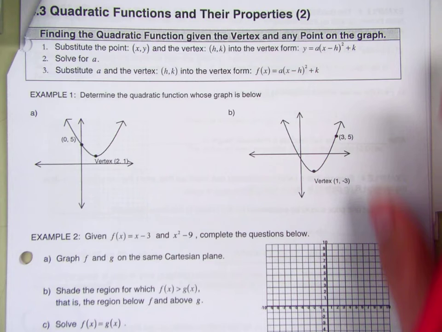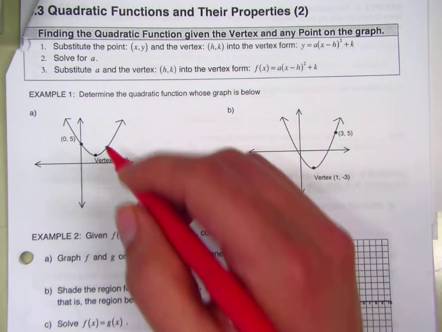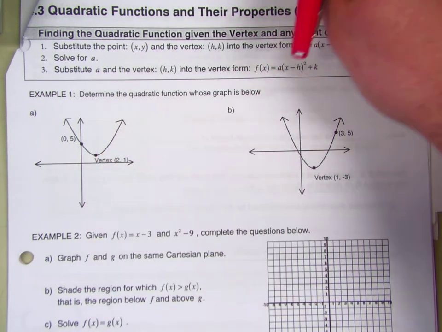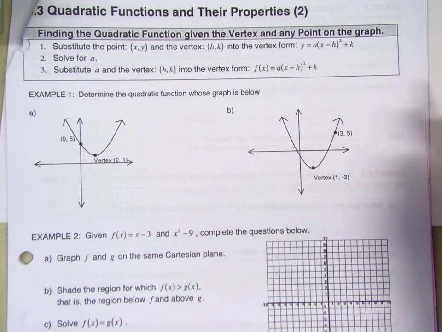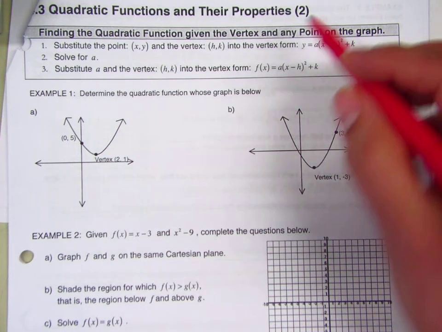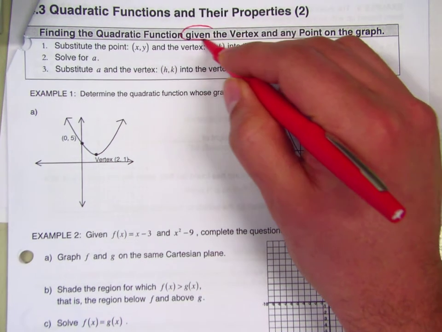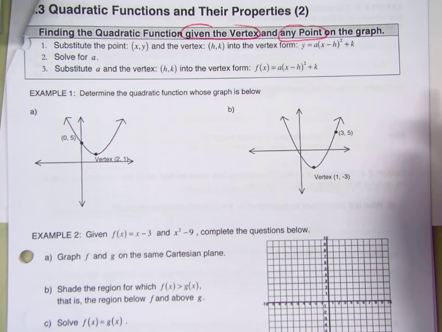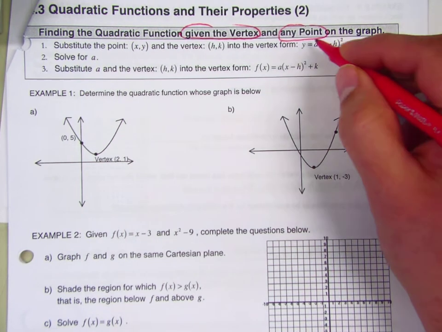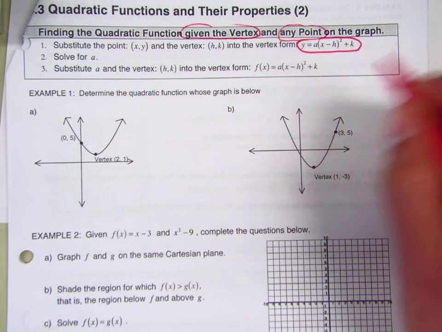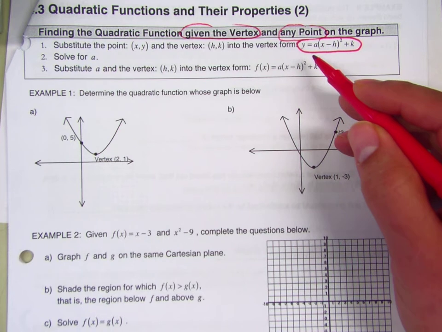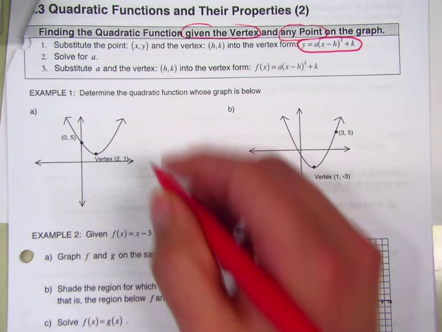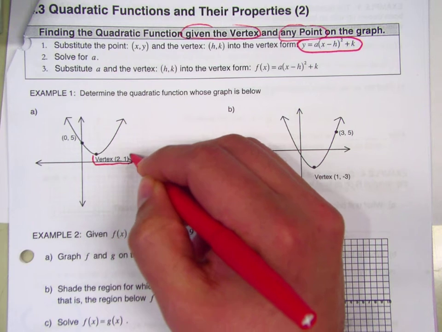Okay. So anyway, given some information about a quadratic graph, we're going to try to find the equation. And the goal here, if we're given the vertex and any point, is that we should be able to theoretically put it into vertex form. Just by looking at this first example, here's your vertex, right?